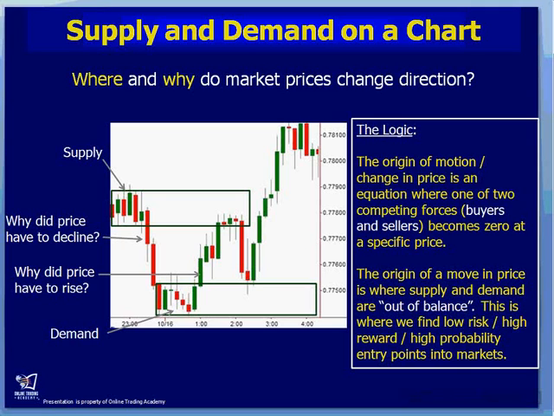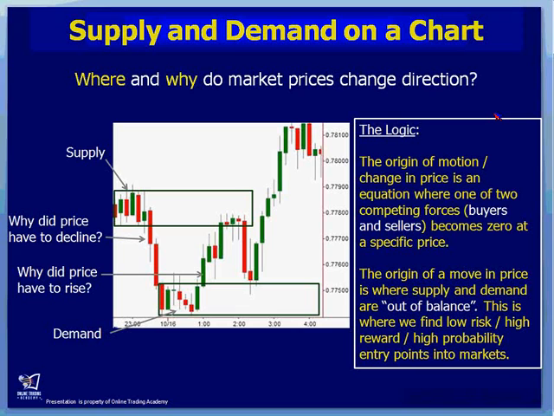So now let's learn to identify those two things on the chart, and then we'll take it deeper, adding these things called odds enhancers. Number one, where and why do market prices change direction? Let's learn to identify those supply and demand levels.